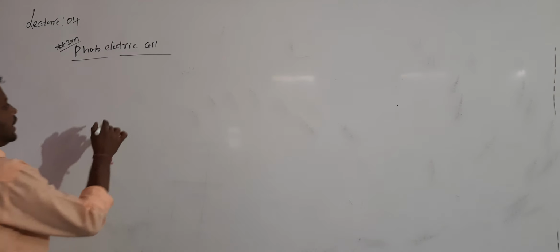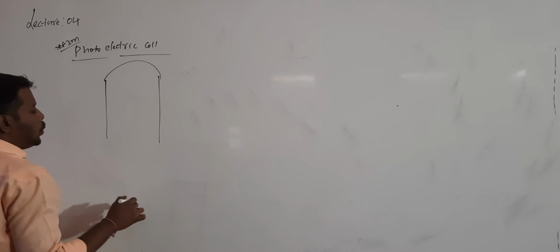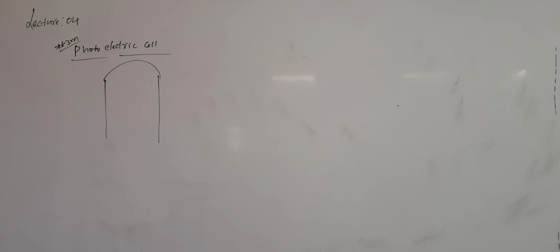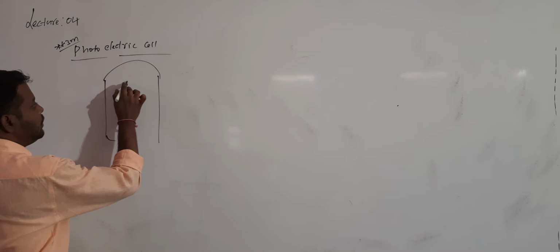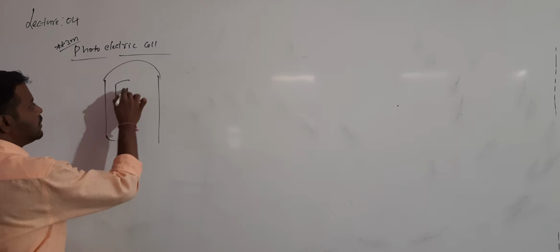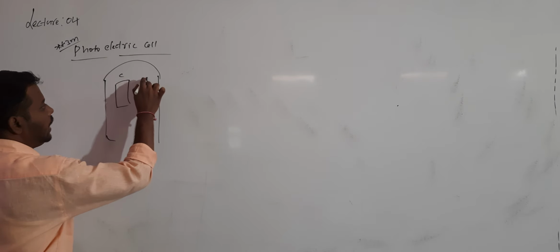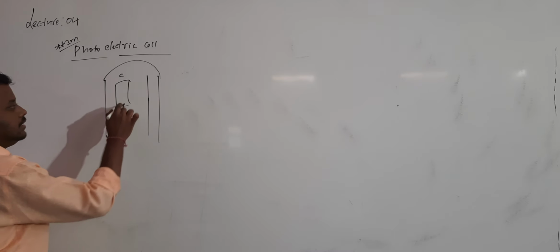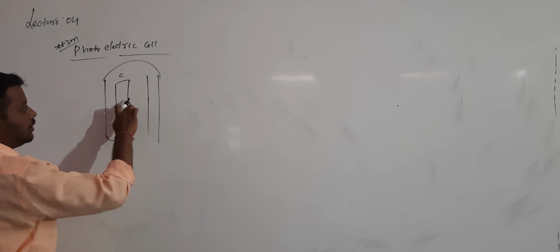So what does this photoelectric cell consist of? It consists of an evacuated glass or quartz chamber. In this there will be a semi-cylindrical cathode and a rod-like anode. So this is the cathode and this is the anode, a rod-like anode.